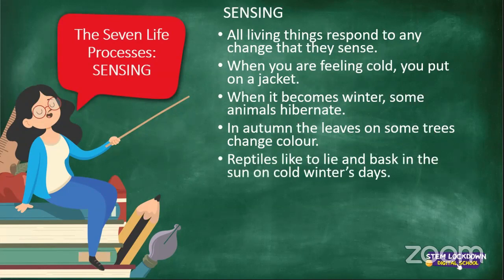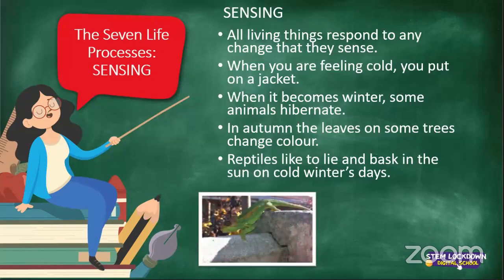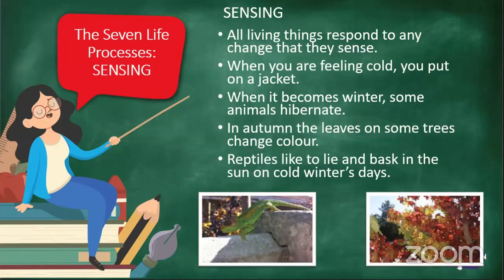And then some of you mentioned some reptiles as well. Reptiles like to lie and bask in the sun on a cold winter's day. They are also sensitive, or sensing takes place. Remember that reptiles are cold-blooded creatures. They can't regulate their own body temperature. Not like us. We are mammals and we are warm-blooded, right? So a reptile will go bask in the sun so that he can absorb the heat and the energy. Like this little one. He was feeling cold, so he went to go bask in the sun. This relates to sensing. And that's the one we spoke about, where leaves change color during autumn.